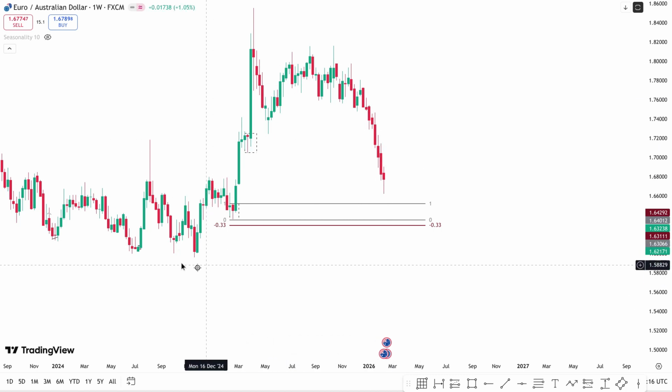So we'll be looking at this market from the daily time frame if we are to refine this demand zone. That is now a supply zone.